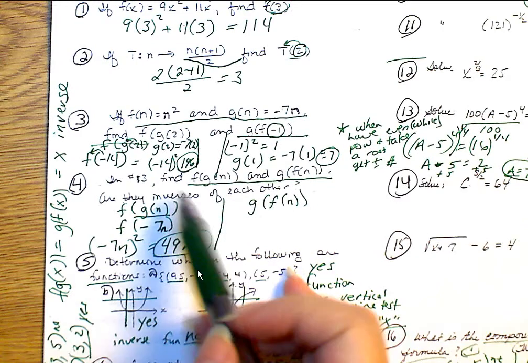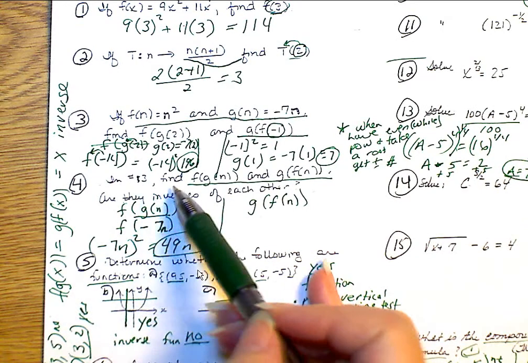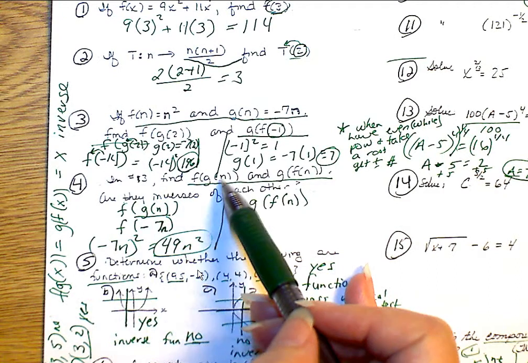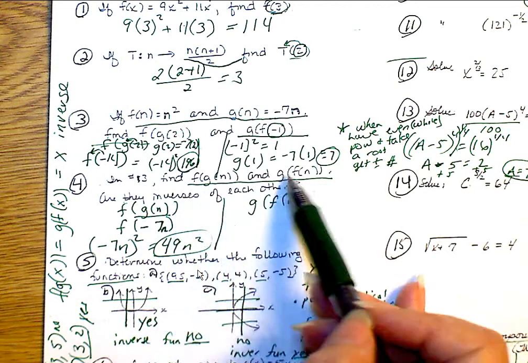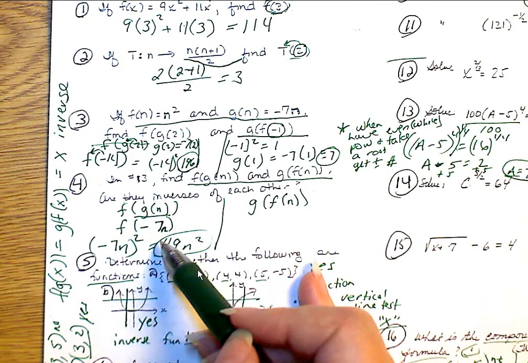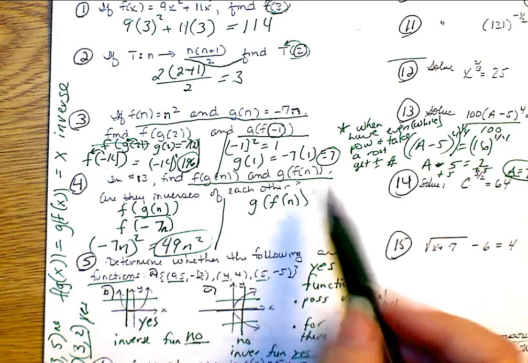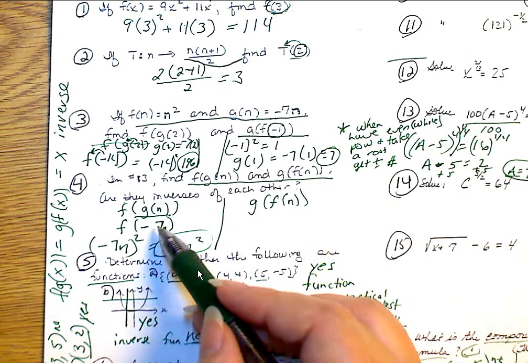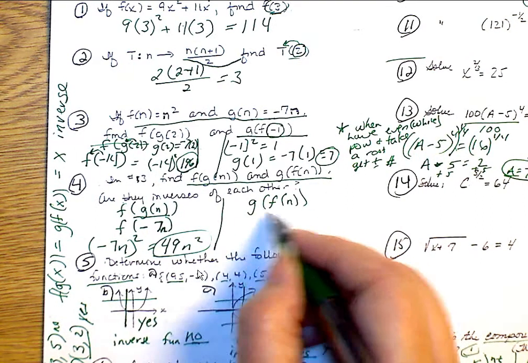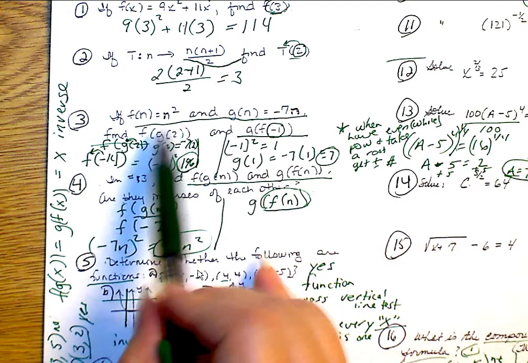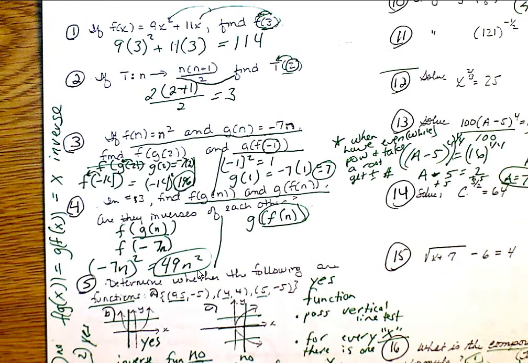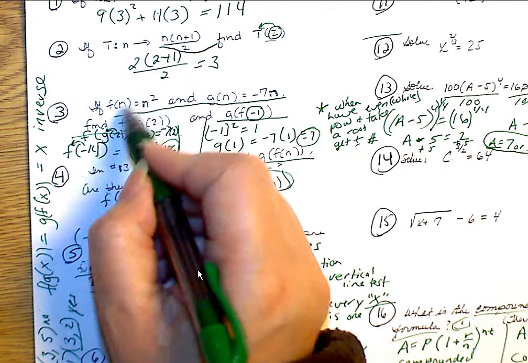So in number 3, find your g of f of n and f of g of n, and we found one of them, and then they ask, are they inverses? So yeah, Friday we found one, now today we'll find the other. So the first thing is, what is f of n? What is the function? What does f of n equal? n squared, right? f of n equals n squared.